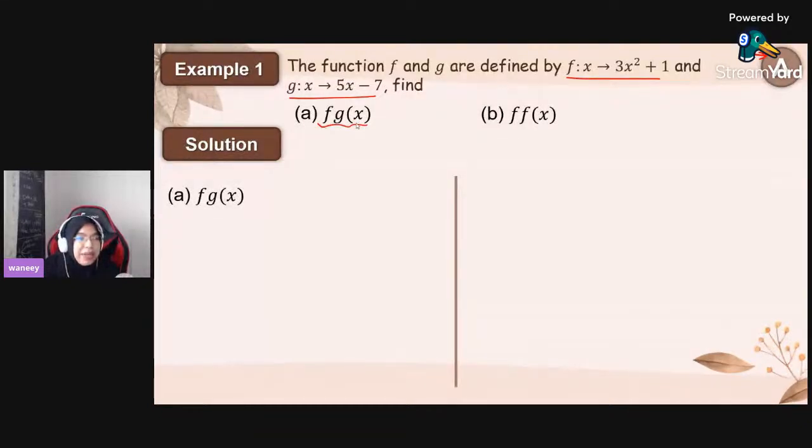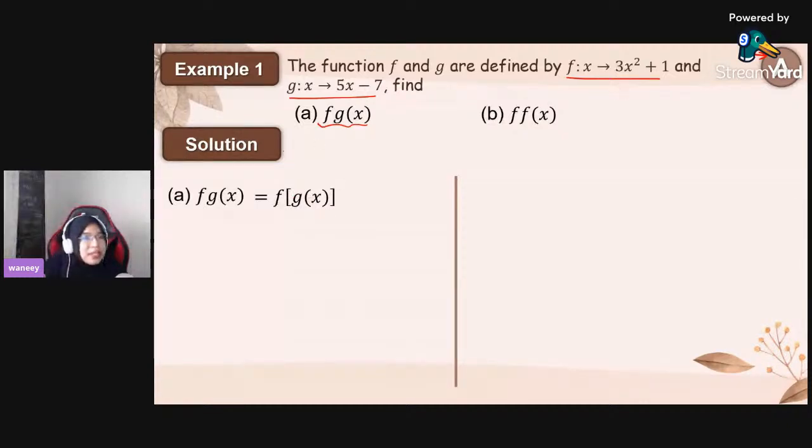Okay, so what is f(g(x))? If you go to the definition, f(g(x)) means we simply substitute g into f. So this is how I'm saying that I'm going to substitute g into f: f of g(x). So g into f.